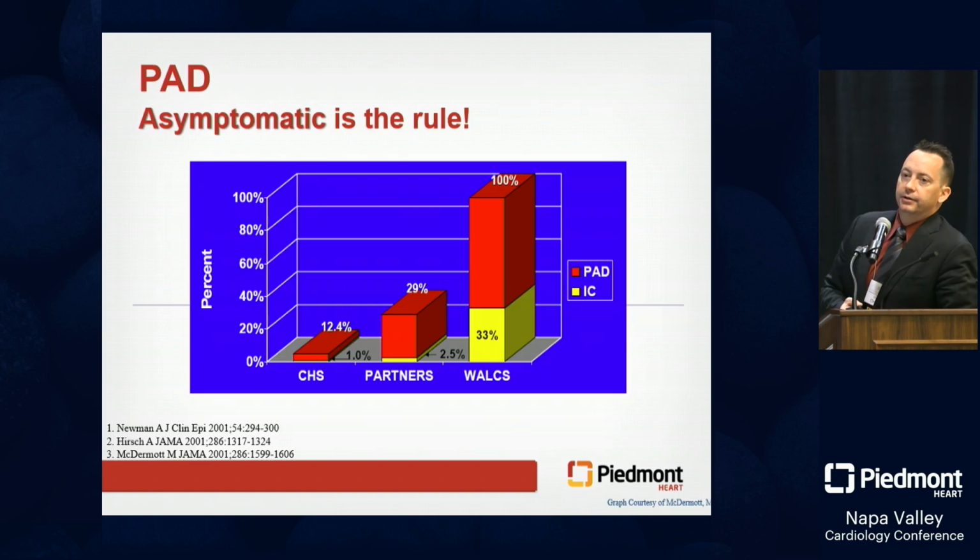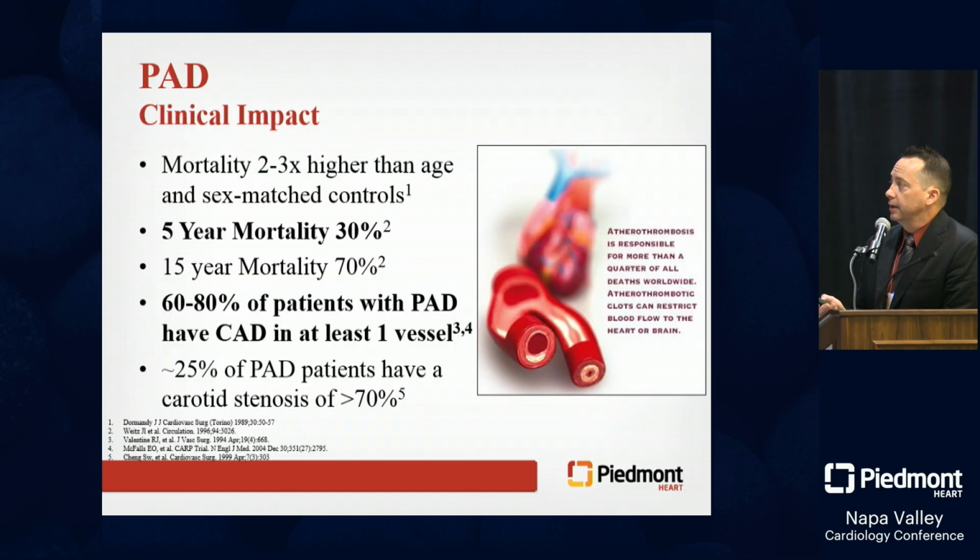So why is arterial disease ignored or perhaps maybe not picked up? Most of the time it's because it's asymptomatic. If you look at the data, most of the patients that have peripheral arterial disease are asymptomatic. So you may say, well, I don't care if they're asymptomatic. If they don't have any leg pain, then who really cares? Well, let's look at the data here.